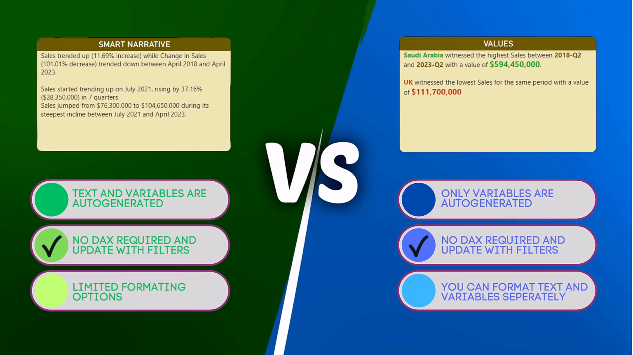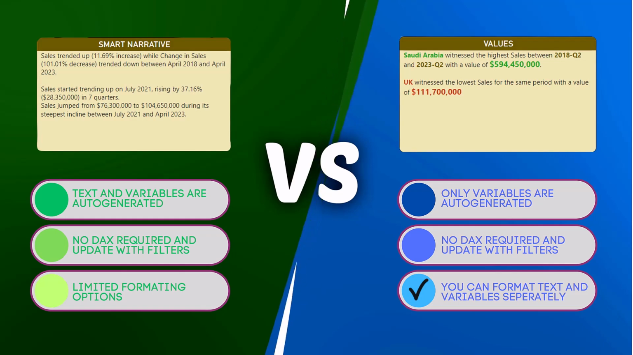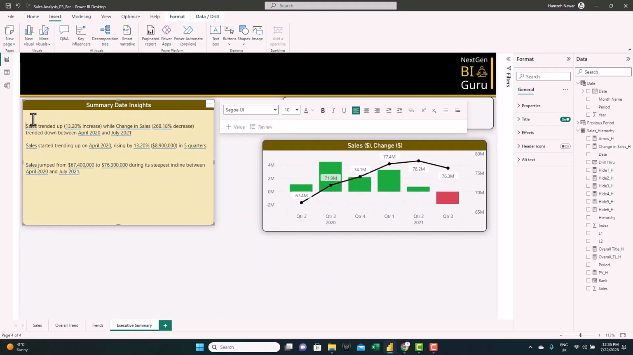Both of them require no coding or docs, and they both update automatically with filters. And finally, for smart narratives, we have limited formatting options. We can format the whole text with variables at once, while values allow you to format both the variables separately and the text you enter manually separately. So now let's see how we can add values to our dashboard.